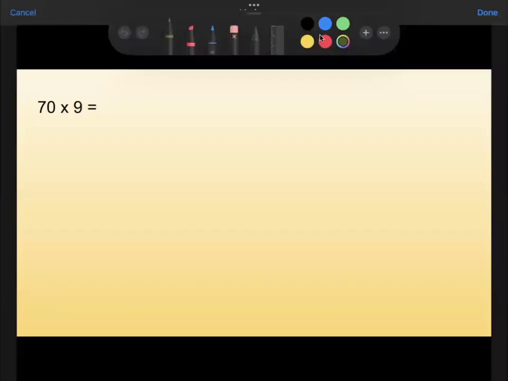Okay, here's our next one. We're going to take 70 times 9. So again, I'm going to start by focusing on the digits that are not zero. That would be 7 and 9. And I'm going to multiply those. 7 times 9 is 63. So I'm going to write that right there. Then I'm going to add as many zeros as I had in the problem to the end of the 63. In this case, it's just the 1 zero right there. So I'm going to add that 1 zero to the end. And my final answer would be 630.